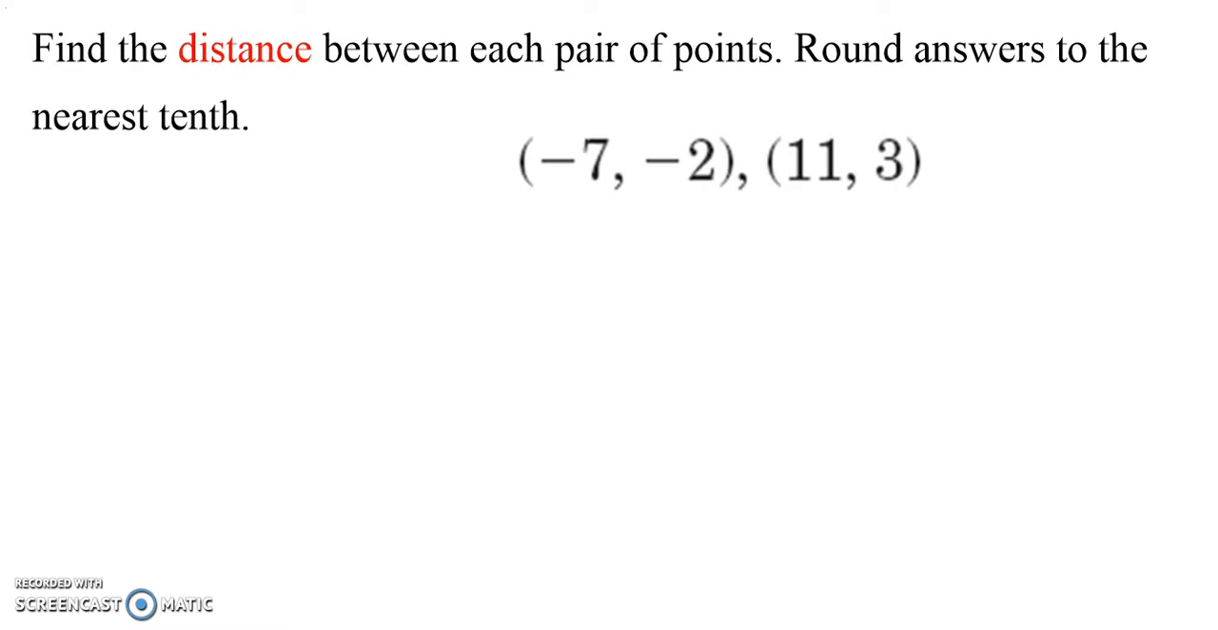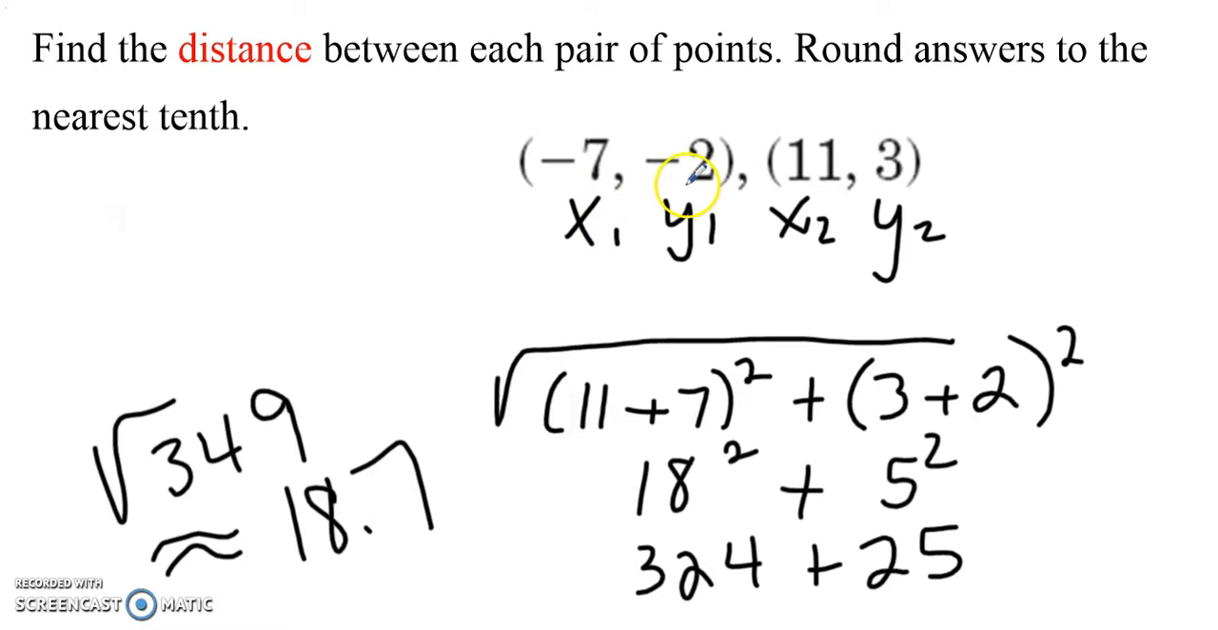So go ahead and please do this one totally by yourself and round your answer to the nearest tenth. So if we look at this, I labeled x1, y1, x2, y2. I plugged in 11 minus a negative 7 is positive 18. 3 minus a negative 2 is positive 5. So that's 18 squared plus 5 squared. 324 plus 25. Square root of 349, 18.7.